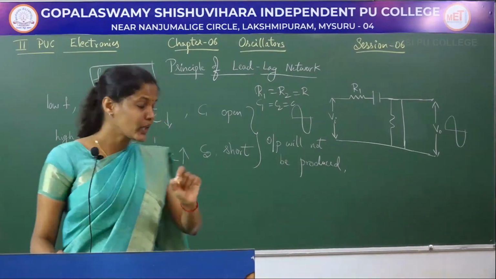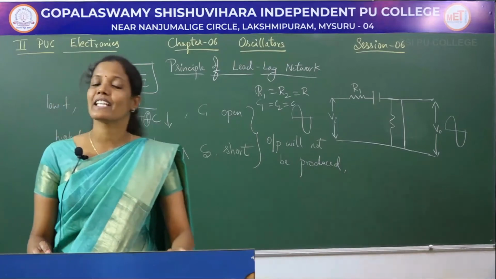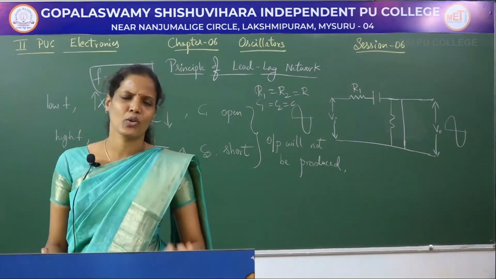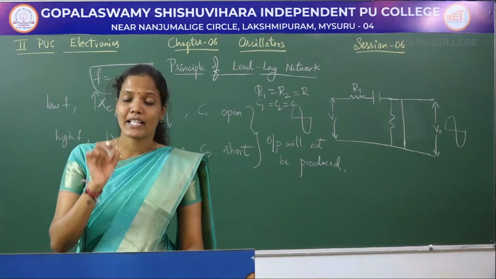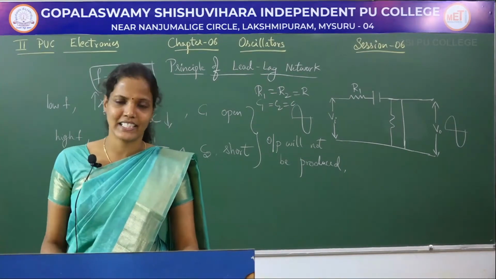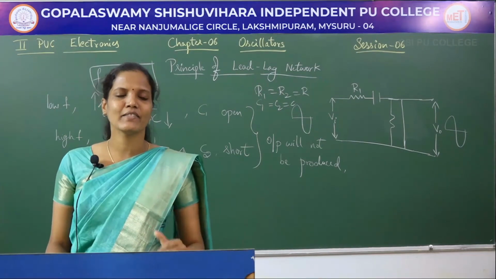So at frequency F, the phase angle is equal to 0. We need this criteria that the phase angle must either be equal to 0 degree or 360 degree. That we are going to see in the next topic, that is the Wien-Bridge oscillator.